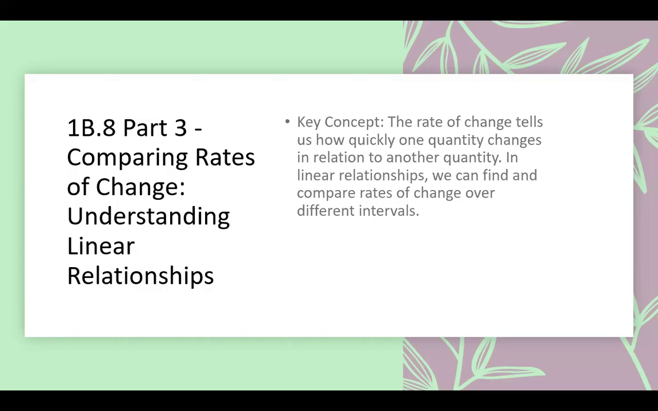So the key concept here is that the rate of change tells us how quickly one quantity changes in relation to another quantity. That's the overall thing, is that I am comparing. It is a comparison, okay? We can find different rates of change along intervals and then compare and make decisions based on those intervals, all right? That is the real world situation.